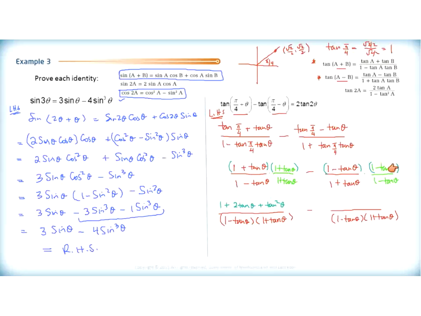I do the exact same thing over here. And I get 1 times 1 is 1. I get a minus tan theta and a minus tan theta. Using the distributive property, it gives me minus 2 tan theta, plus tan squared theta.